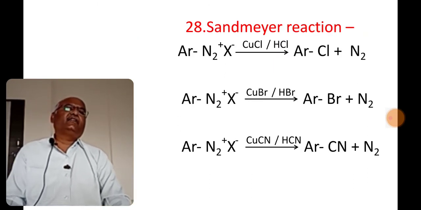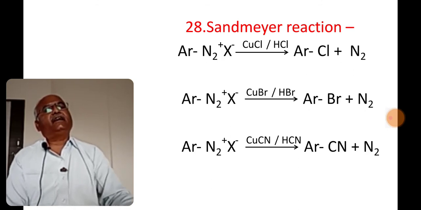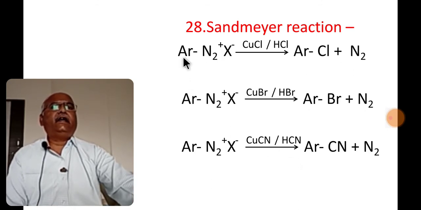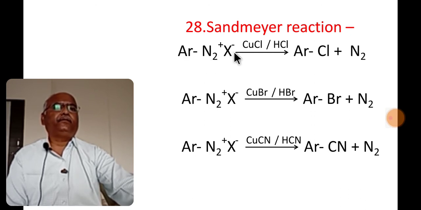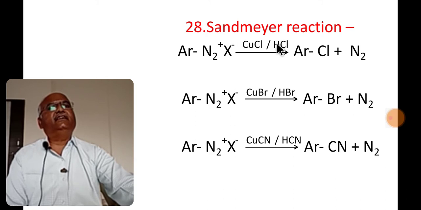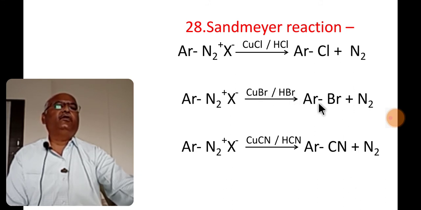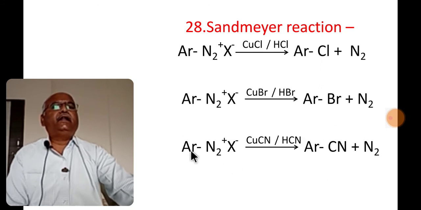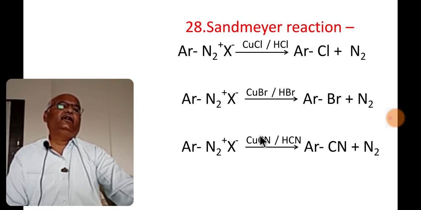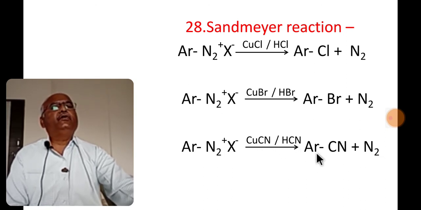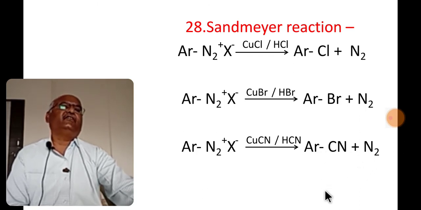So here are some other examples of Sandmeyer reactions. This is aryl diazonium halide, CuCl and HCl. It gives aryl chloride. Nitrogen gas is liberated. Aryl diazonium halide on treatment with cuprous bromide and HBr gives aryl bromide. Aryl diazonium halide on treatment with hydrogen cyanide in presence of cuprous cyanide gives aryl cyanide and nitrogen gas is liberated.